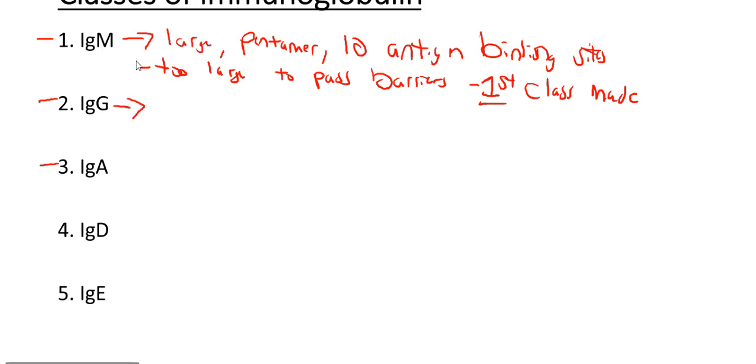IgG, on the other hand, is pretty abundant within the body, but it's the second class made. Okay, so it's the second class to be made. It's smaller, okay, so therefore it can be transported from the placenta into the fetus's bloodstream. Okay, so it can pass those barriers. It's smaller.